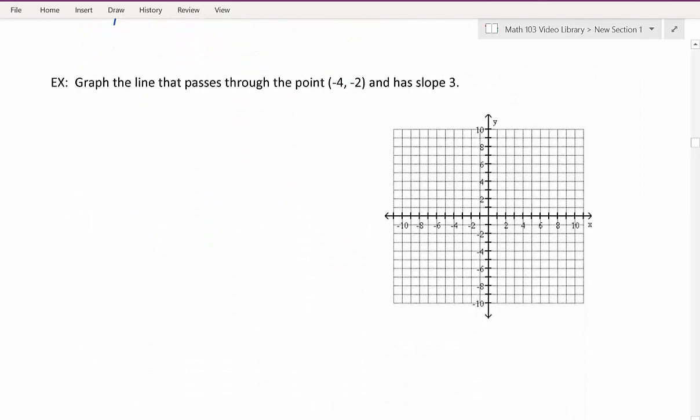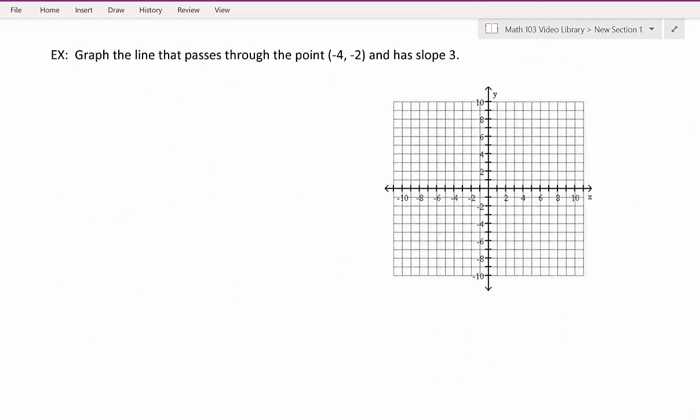In our last example, we want to graph the line that passes through the point -4, -2, and has a slope of +3. You'll notice here they don't give us the equation of a line. They give us a point and a slope. All we need to do is plot the given point and then apply the slope to get an additional point.